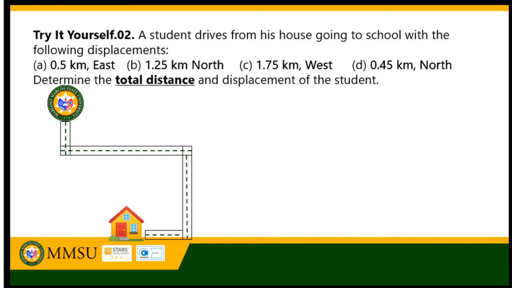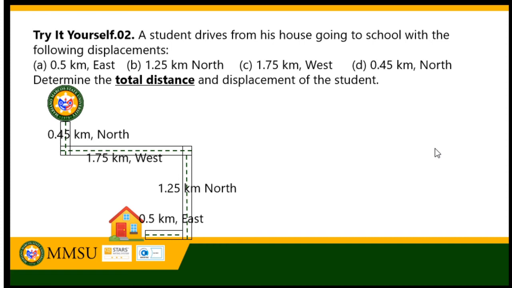Next one, a student drives from his house going to school with the following displacement: 0.5 kilometers east, 1.25 kilometers north, 1.75 kilometers west, and 0.45 kilometers north. Determine the total distance and displacement of the student. The image shows an illustration of the path of the student.